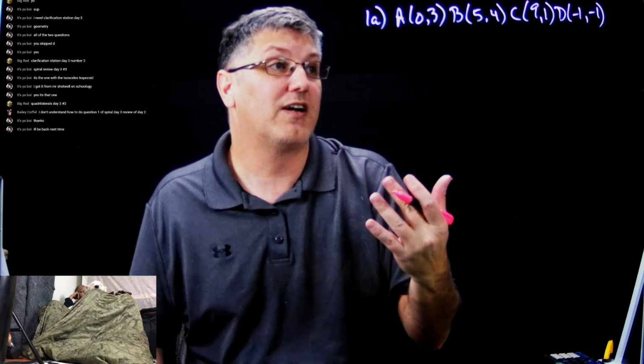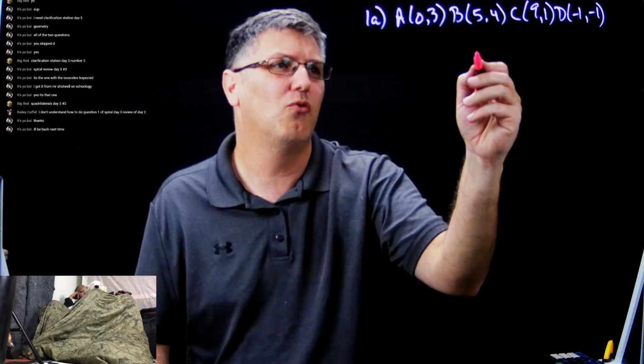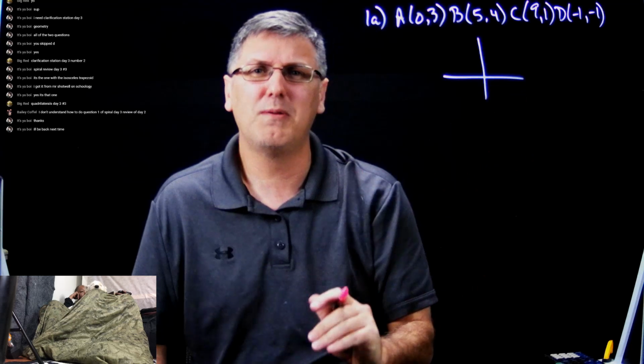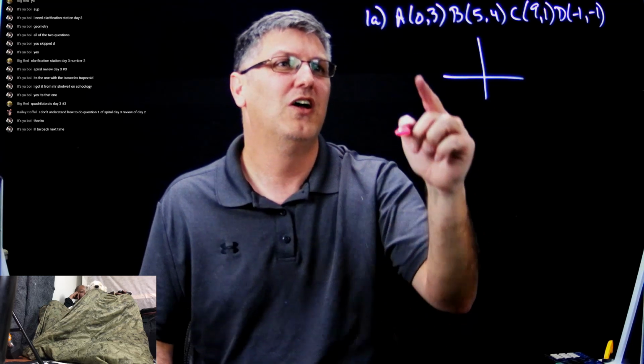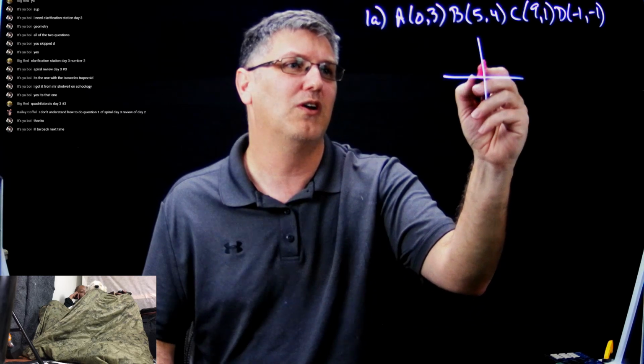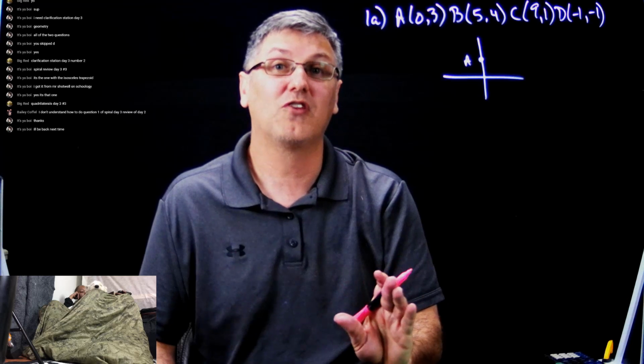The first thing I like to do on this, because it's hard for me to visualize what's going on with just points, is to do a rough sketch. You don't have to be perfect. You don't have to put the little tick marks in here and everything else. Just be in the right area. So I have 0 on the x and 3 on the y. That's going to be A. We're going to call that (0, 3). I want to base everything off of that.